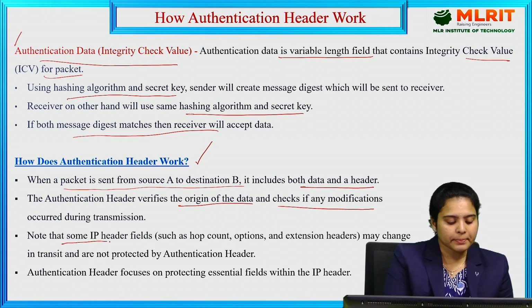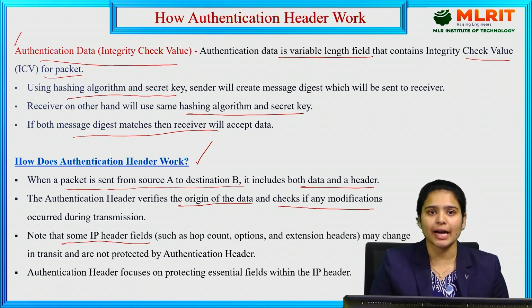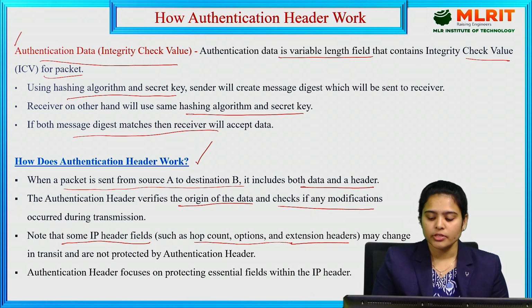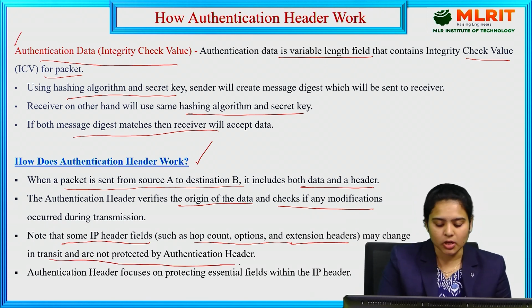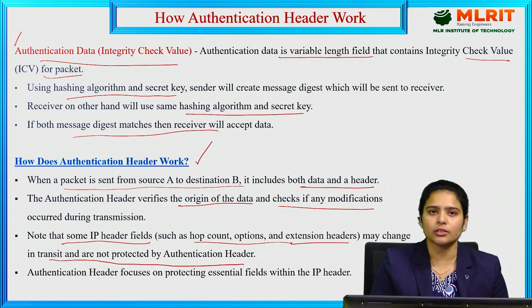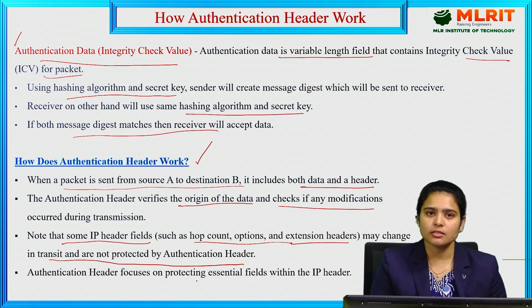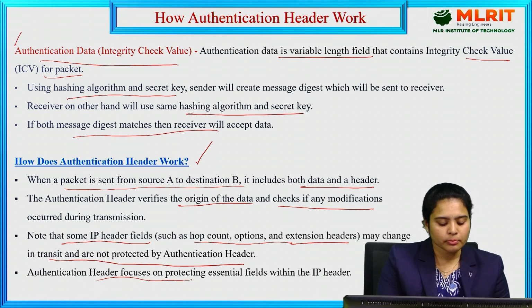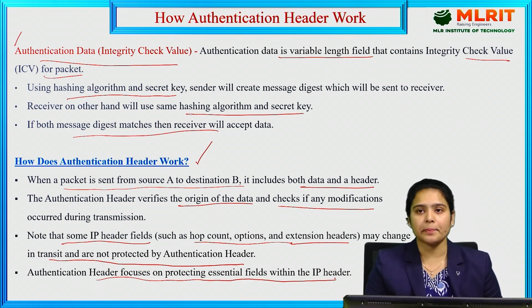For example, as we have seen in the previous slide, some of the IP header fields, such as hop count and extension headers, may change in transit and are not protected by the authentication header. So the authentication header does not protect fields like hop count, options, and the extension headers. It focuses on protecting essential fields within the Internet Protocol header only.